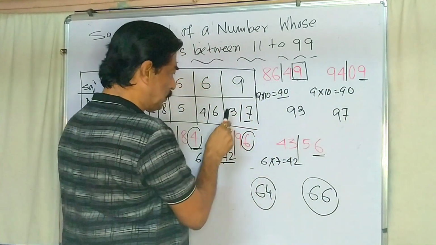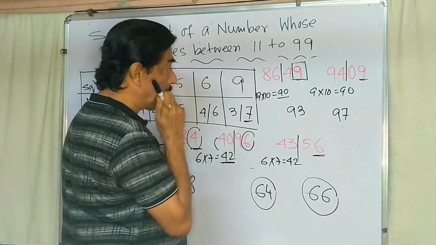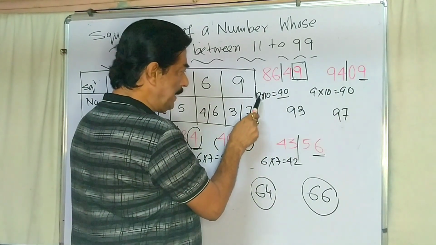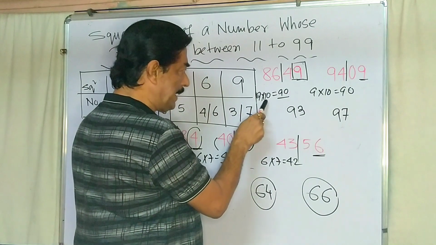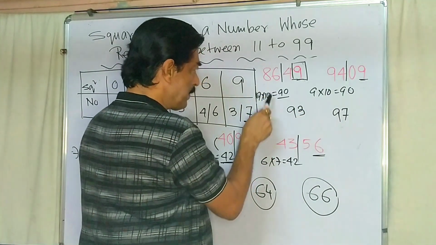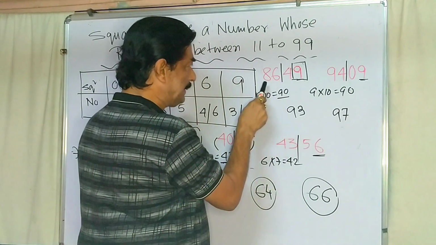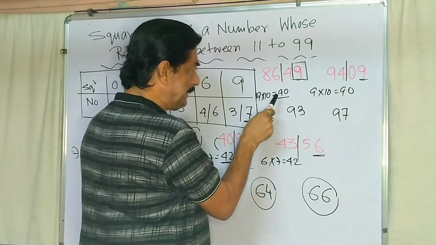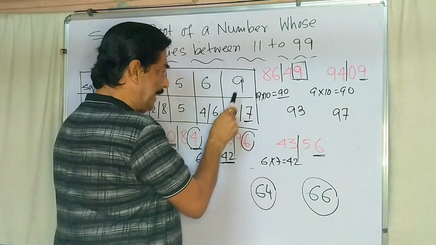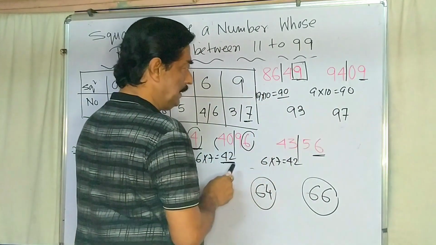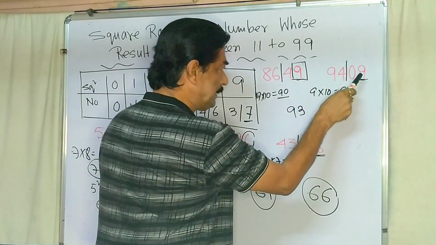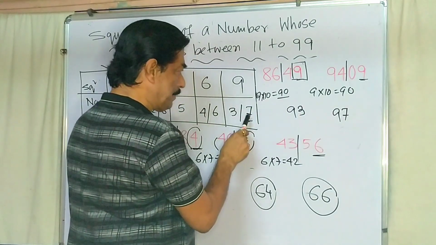Under 9 there are two numbers, 3 and 7. Which one is right? For confirmation, take this 9, multiply by the next higher number 10, 90. Now consider these two numbers. This 90 is greater than 86. As it is greater, you have to take the less number under 9, which is 3, so 93. This is less than 94. We have to find out which is greater under 9. The greater number is 7, so 97.